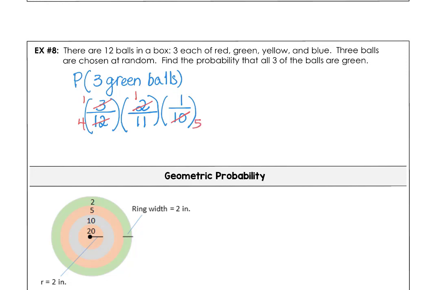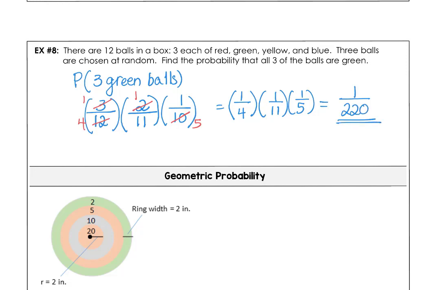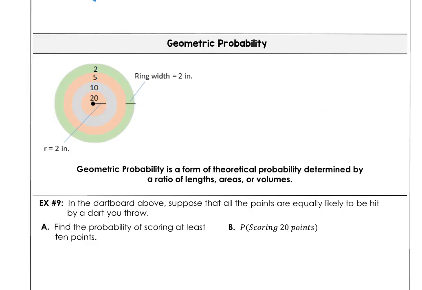Reducing those fractions, 3/12 is 1/4, and 2 divides 10 5 times. So we got 1/4 times 1/11 times 1/5. 4 times 11 times 5 is 220. So you have a 1 in 220 chance of grabbing the 3 green balls out of the box with 12 balls total. Moving on to our example with geometric probability.